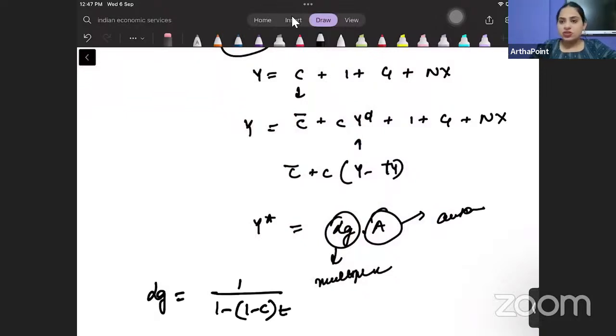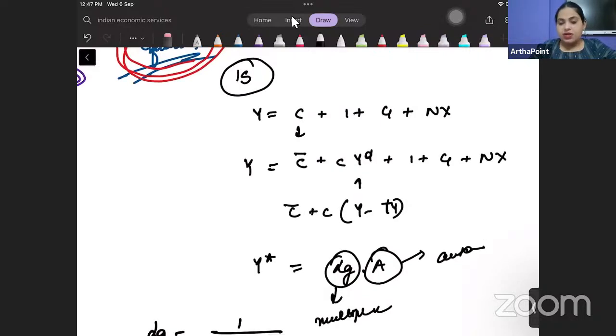This is my alpha g. This is how we write this down. Just think about this. Whenever we talk about the multiplier, it has a tax component attached to it. Whenever this tax changes, the amount of output in the economy will change.